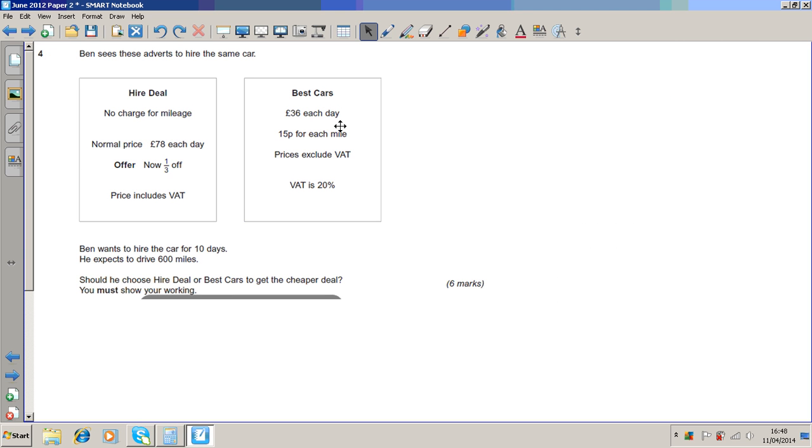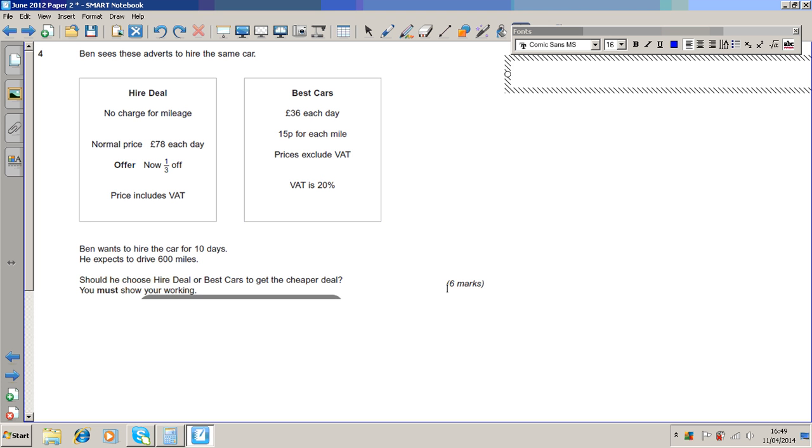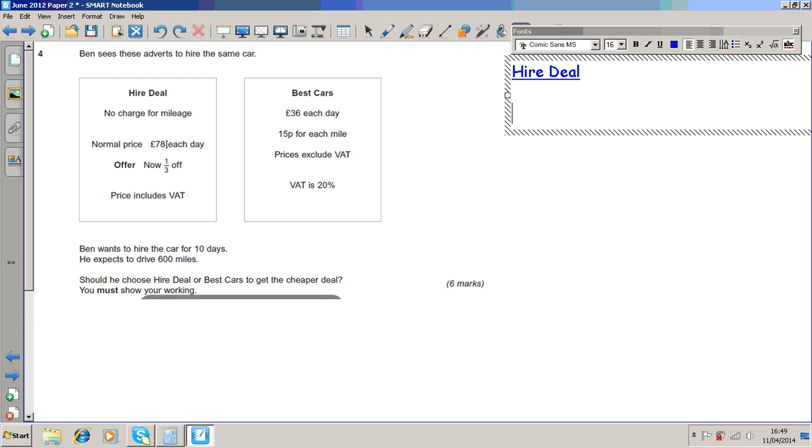Number 4. Ben sees these adverts to hire the same car. He wants to hire the car for 10 days and will drive for 600 miles. Should he choose Hire Deal or Best Cars? I like these 6 marks. You just got to work through them step by step. Let's start with Hire Deal. No charge for mileage, £78 each day, and then you get a third off of that.